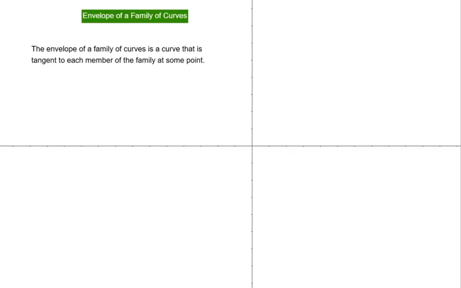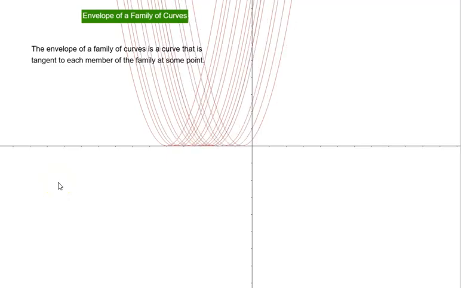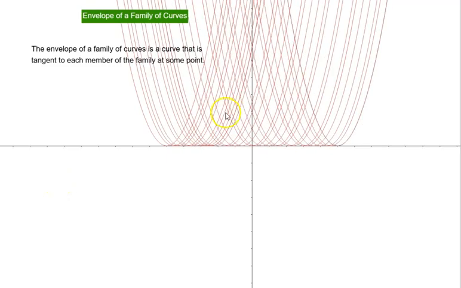Let us look at the next example. Let's say we have a family of parabolas. Now, what will be the envelope of this? So we know this straight line, that is the x-axis, will be the envelope. Why? Because that is the only line which is tangent to all these parabolas. So let's see how we can arrive at this.